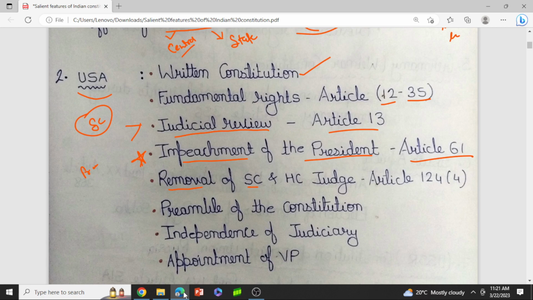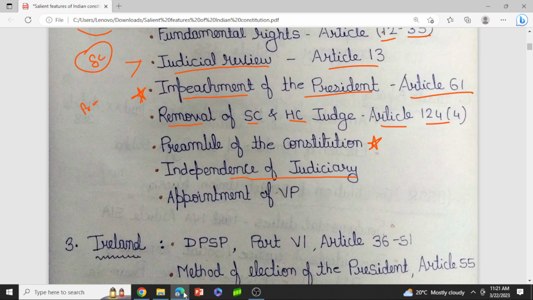Removal of Supreme Court and High Court judges, Article 124, Clause 4. Preamble of the Constitution, which is again very important. Independence of judiciary, like the judiciary system which we have, making it independent. It is not based on the constitution, or it cannot be affected by any other thing. It is independent in nature. This is taken from the USA. Appointment of Vice President, taken from the USA.